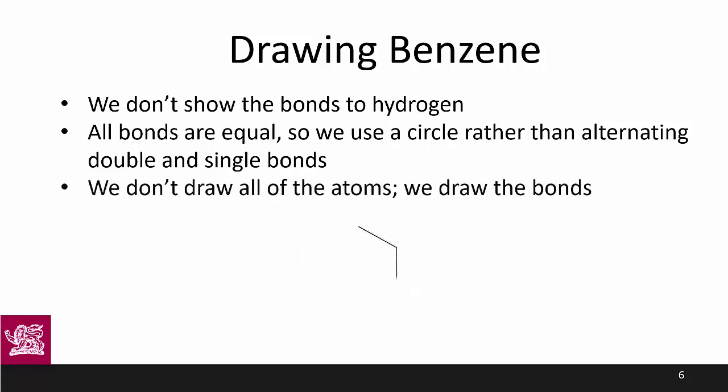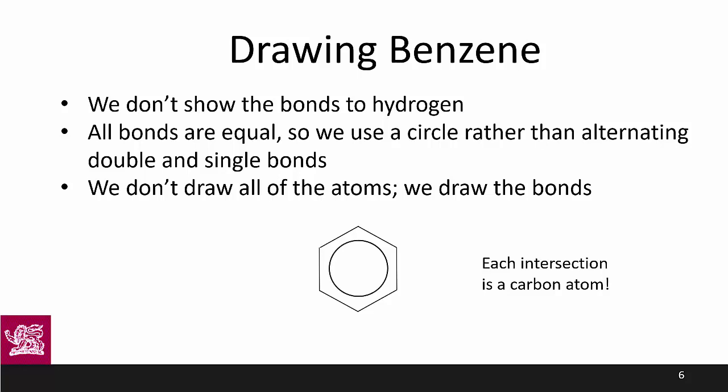Finally, we're not going to draw the atoms. We're in fact just going to draw the bonds. You can see here, each intersection is a carbon atom, and so we've got 6 intersections moving around our hexagon. This is how we would like you to draw the chemical structure of benzene. And here we can see the original structure superimposed over the top.